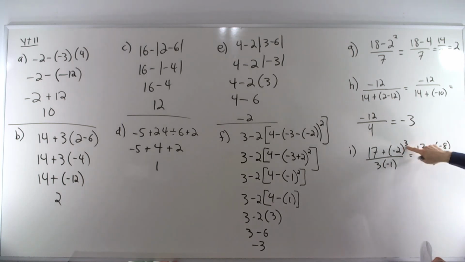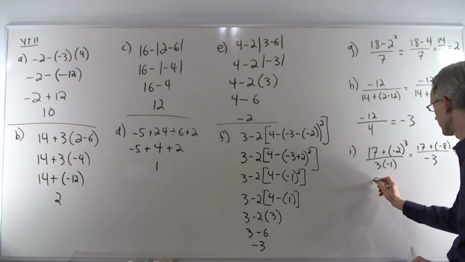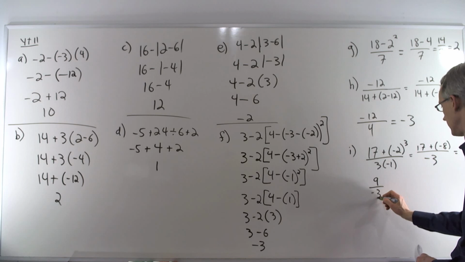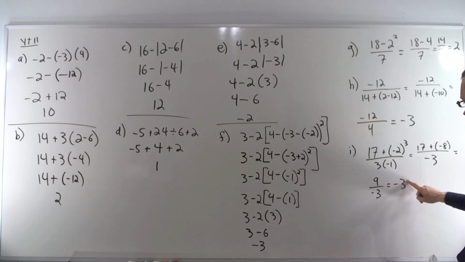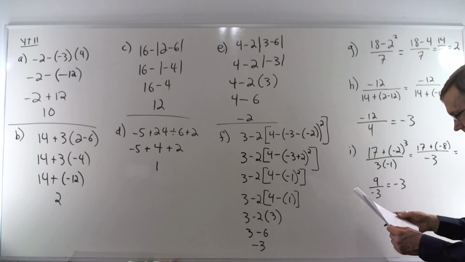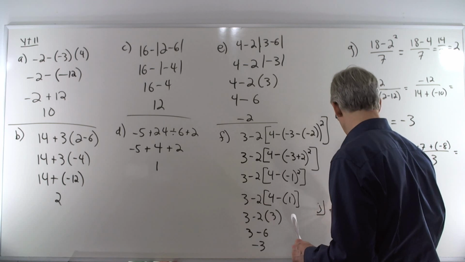So we'll start with the exponent on top. -2 to the third power is -8. Now we'll finish off the top. 17 plus -8 is +9. Now we're down to a single number on top, single number on the bottom, divided out to get -3. And last one, J. Let's see if I can fit it here.